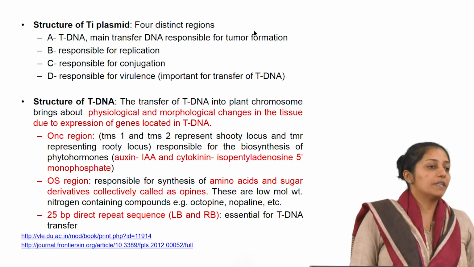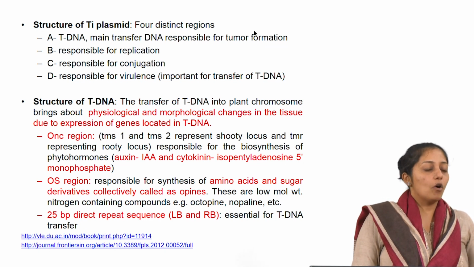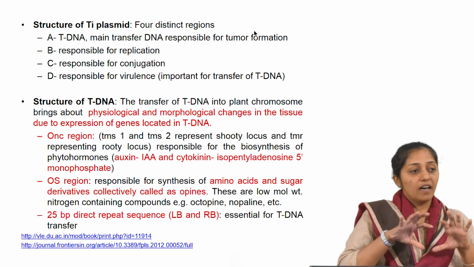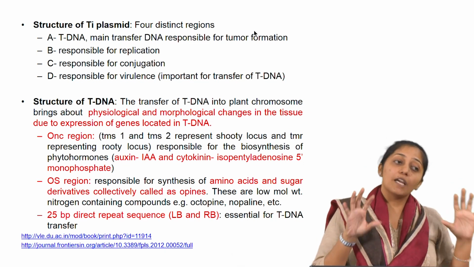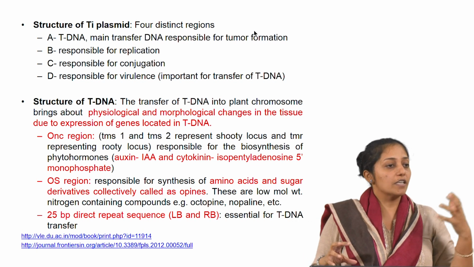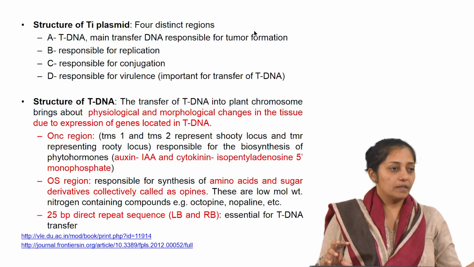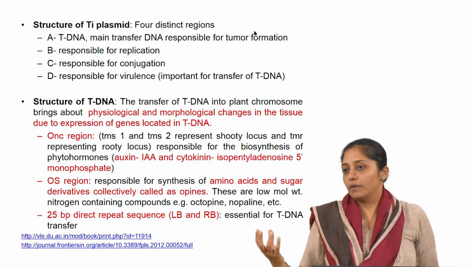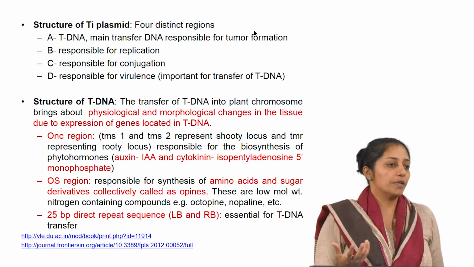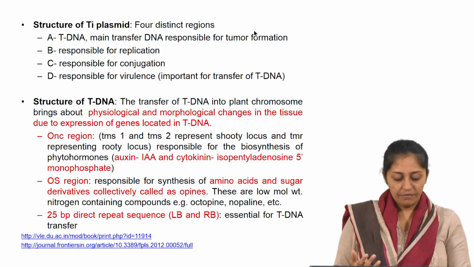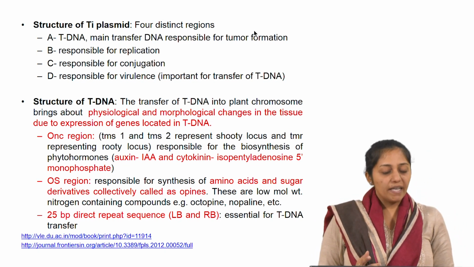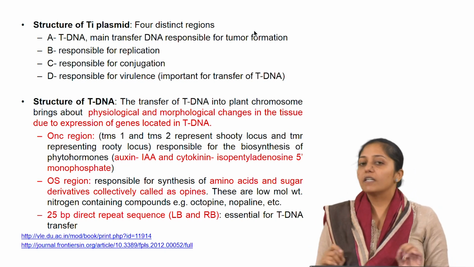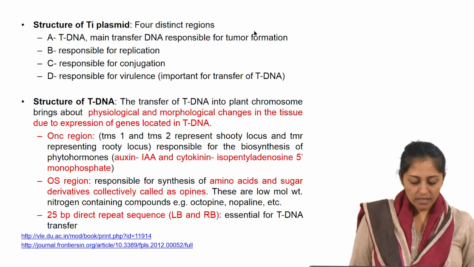There are many different types of opines. Some of them are octopine, mannopine, and nopaline, and sometimes Agrobacteria themselves are classed depending on the type of opine they are producing. Some are called mannopine type of Agrobacterium, some are octopine. So in terms of the types of opines produced, Agrobacteria are also classified. Now the 25 base pair repeat sequences, called the left border and the right border, are essential for the tDNA transfer. Now how does it take place?